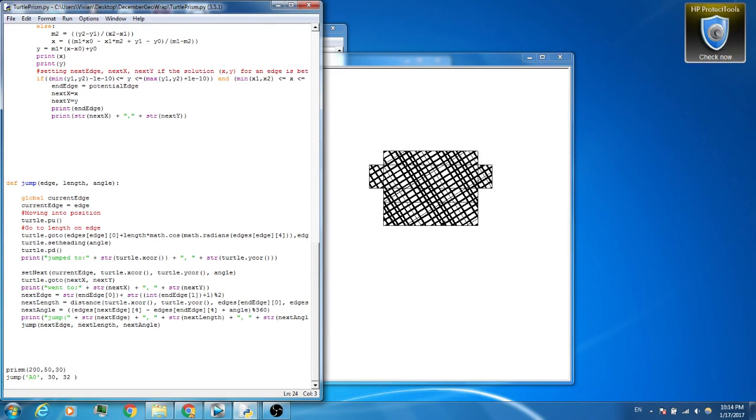And after that, I wrote this little jump function where you get the next x and y, and you also get a new edge, a length on that edge, and an angle, and you repeat the process again, and you keep going and going and going.